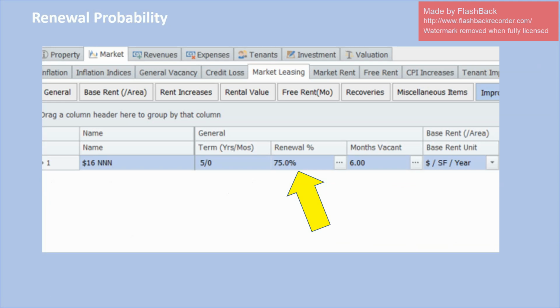Another example of this, I'll give one more here, that uses this renewal probability as a means of weighting cash flows, is going to be on your TI dollars, or your tenant improvement allowance dollars. This is, other than leasing commissions, the main cost of either getting a tenant to stay in a space, giving them renewal TI dollars, or putting a new tenant in the space with new TI dollars.